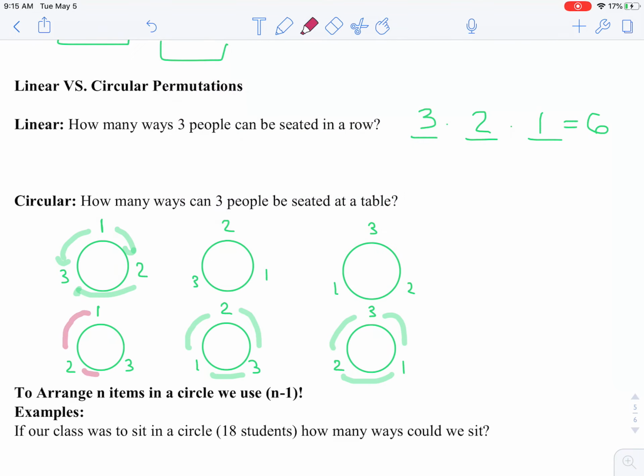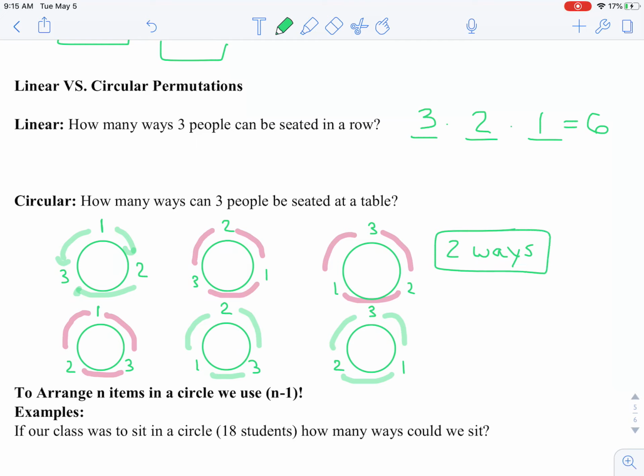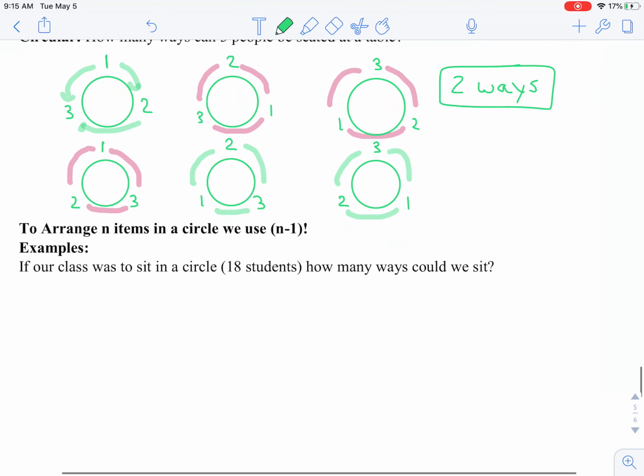It's just been rotated. If I go to this one, follow that order, go 1, 2, 3, it's going counterclockwise. 1 to 2, 2 to 3, and back. It's just going the opposite. So they're rotational symmetry. They're duplicates. So really when we look at this, we only have 2 different ways in which people could be seated at the table in which we would be able to tell the difference there.